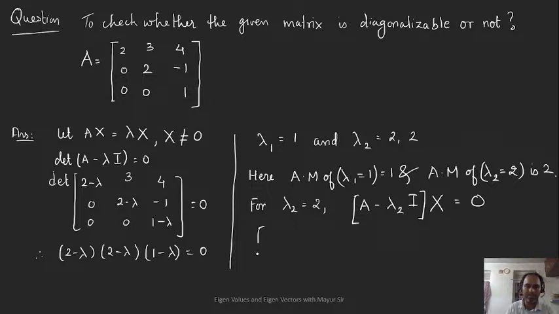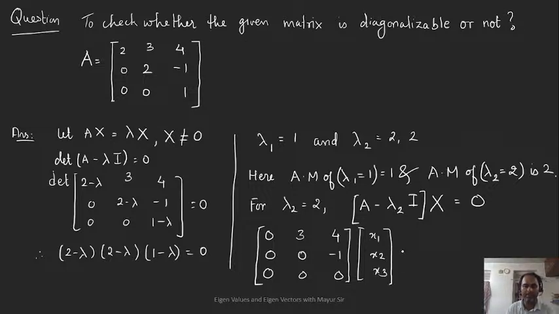What do we get here is 0, 3, 4. Here you get 0, here you get 0, here you get minus 1, right? And then here you get 0, here you get 0, and here you get 0. Okay, and then there is this x1, x2, x3, right? This is what we get, which equals 0, 0 and 0.